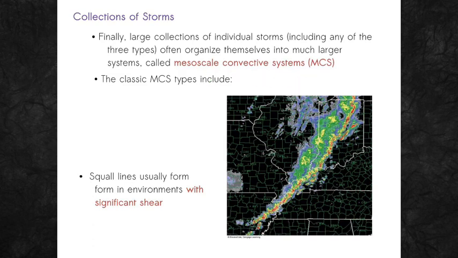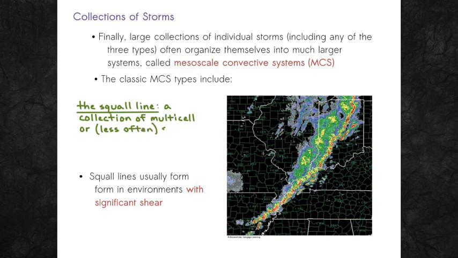There's 2 classic types of mesoscale convective systems, which are defined based on the organization of these storms. So the first is the squall line. And the squall line is just a collection of multicell, or in some cases supercell, but less often. So a collection of multicell or less often supercell storms that organize themselves into a line. That's basically what a squall line is.